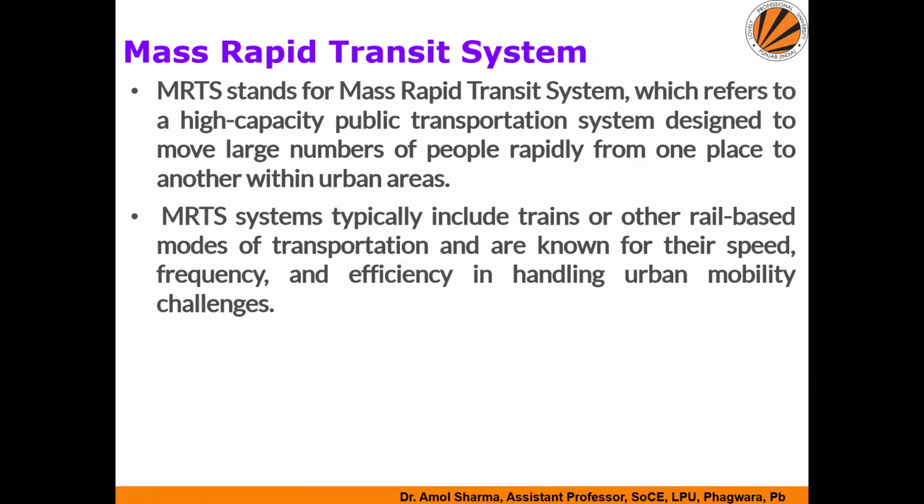We will define these systems as MRTS. So these MRTS, mass rapid transit systems, include trains and other rail-based modes of transportation, and are also known for their speed, frequency, and efficiency in handling urban mobility challenges. So mass rapid transit systems are those systems which carry the masses, which carry a majority chunk of the population to their desired destinations. So there are various types of mass rapid transit systems.